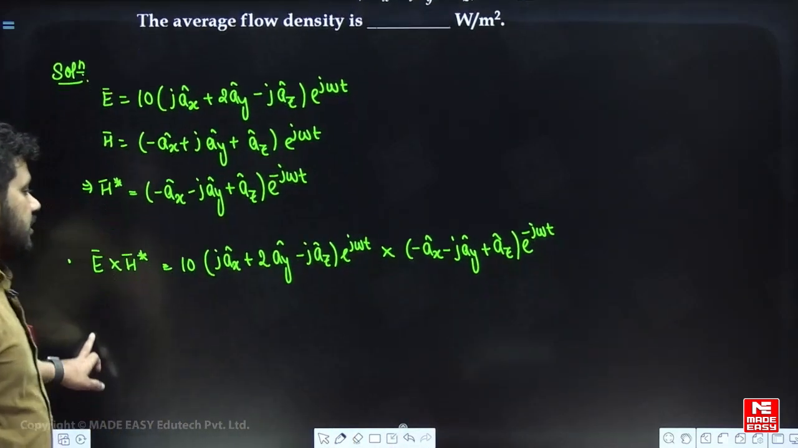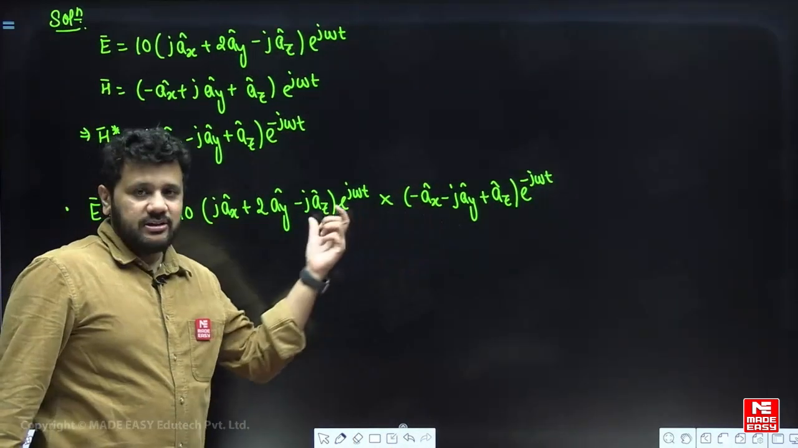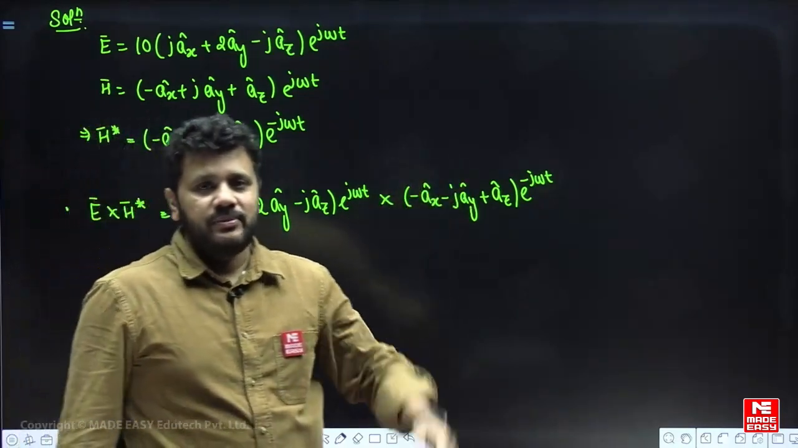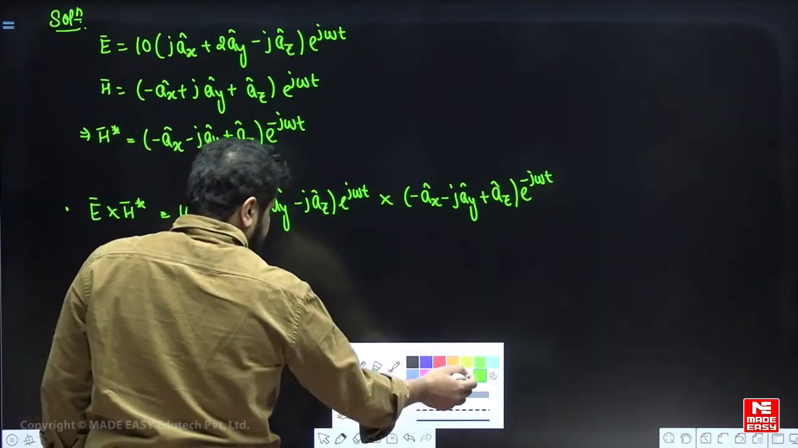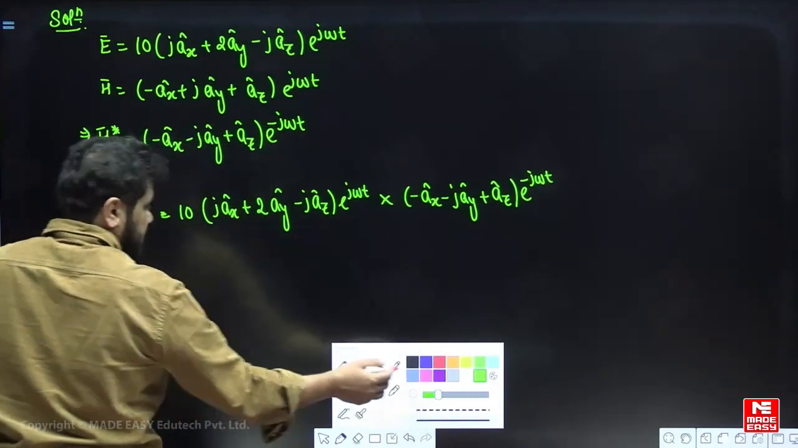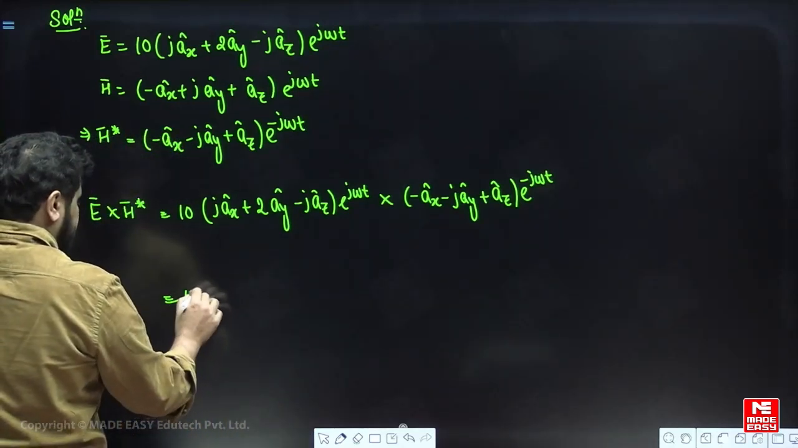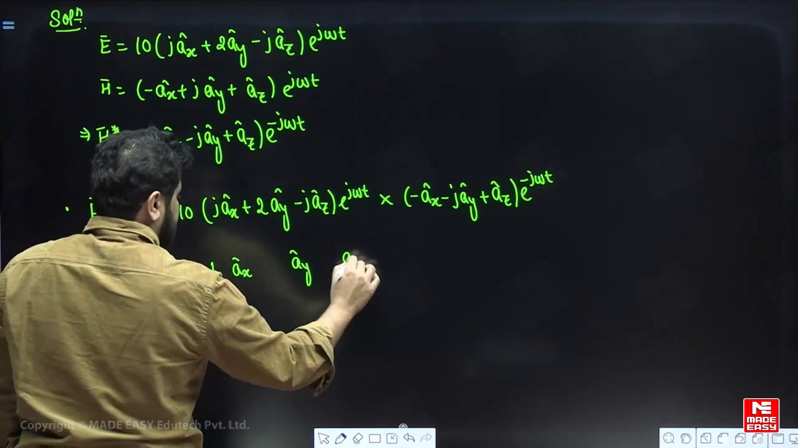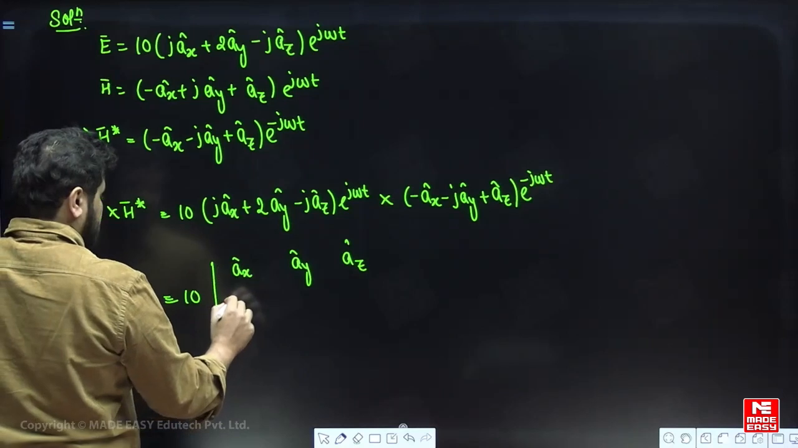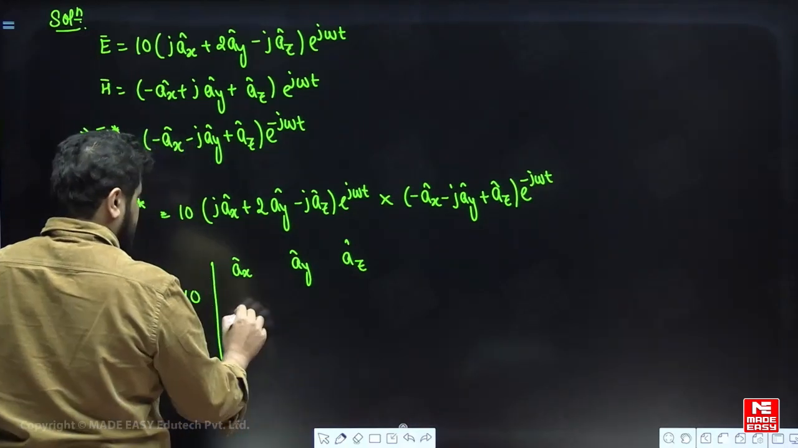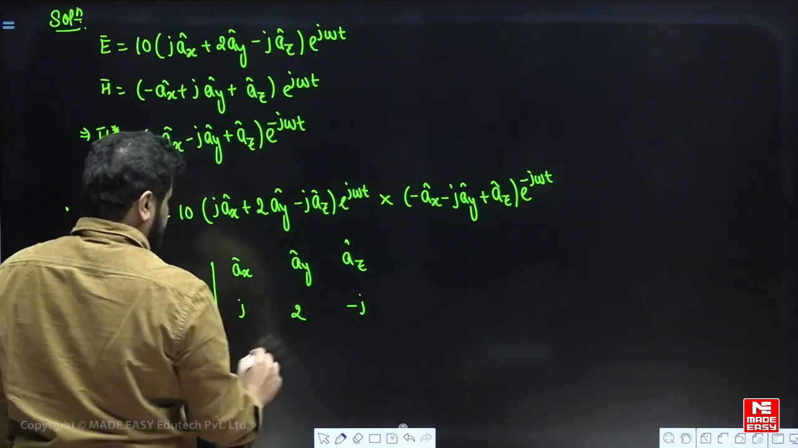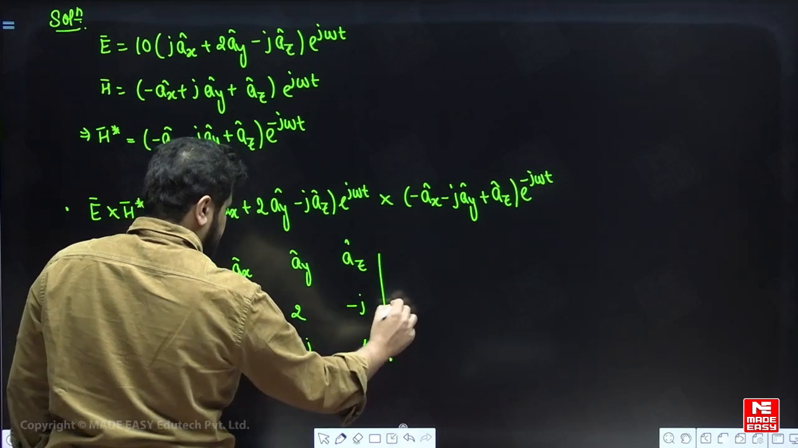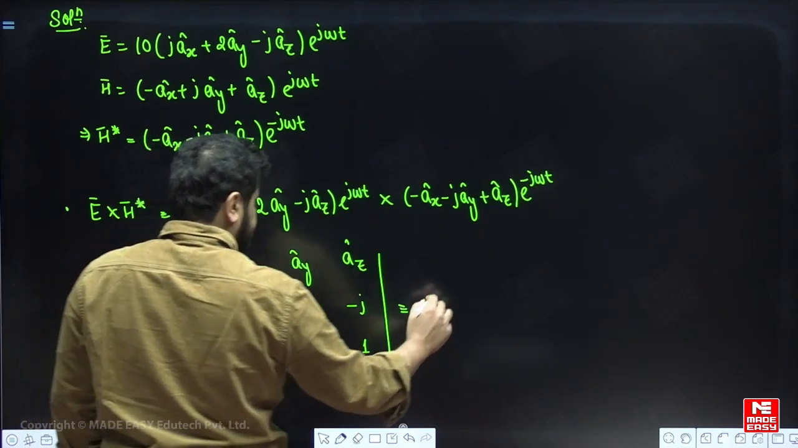If I do the cross product, the vectors get crossed and the terms e to the power j omega t and e to the power minus j omega t will nullify. So this can be rewritten as 10 times the determinant with rows AX, AY, AZ; then j, 2, minus j; and then minus 1, minus j, and 1.